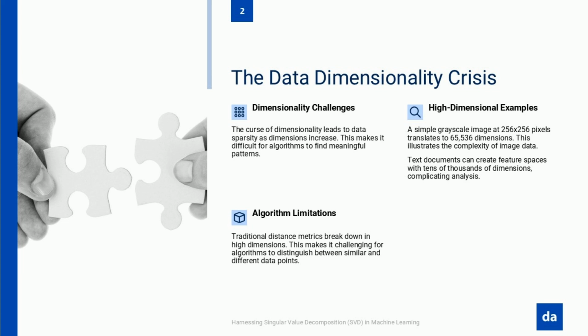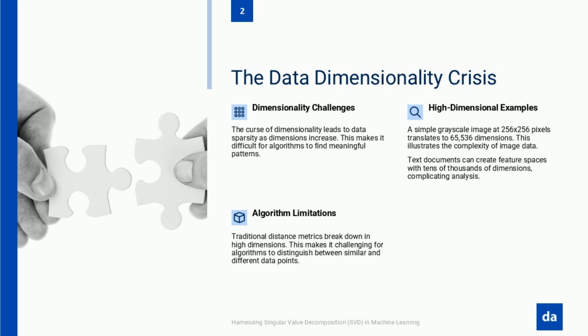The computational burden explodes as well. Consider a common algorithm like k nearest neighbors, KNN. Its time complexity increases linearly with the number of dimensions. What works efficiently in 10 dimensions becomes painfully slow in 10,000 dimensions. Resources that were once abundant suddenly become scarce, creating bottlenecks that can bring entire machine learning pipelines to a crawl.